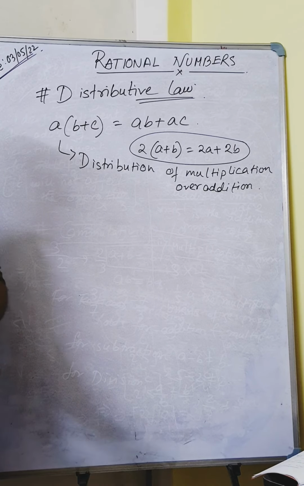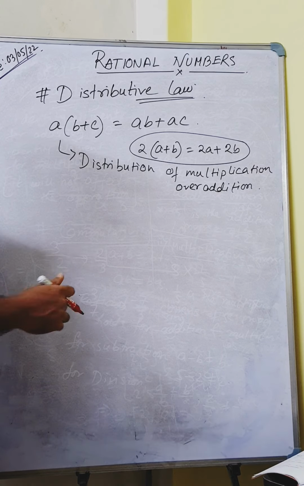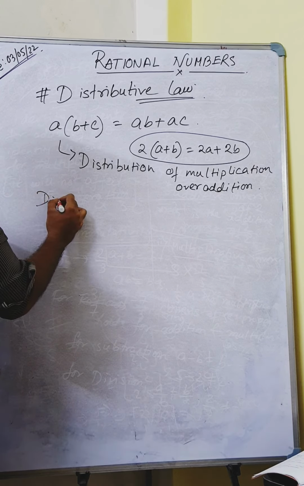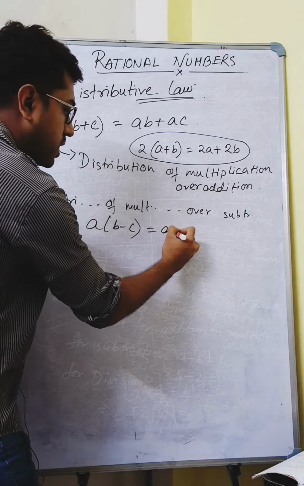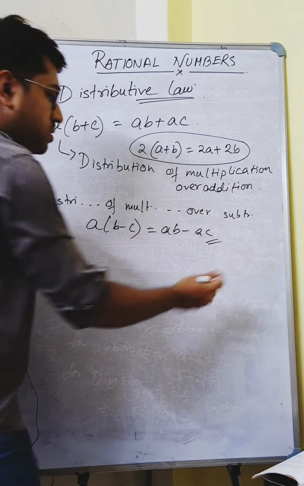Clear? So we call this the distribution law. And after the distributive law, I am not writing distribution, but distribution of multiplication over subtraction: is it possible? Distribution of multiplication over subtraction is possible. Like A into B minus C is equal to AB minus AC. It is possible. Normal.